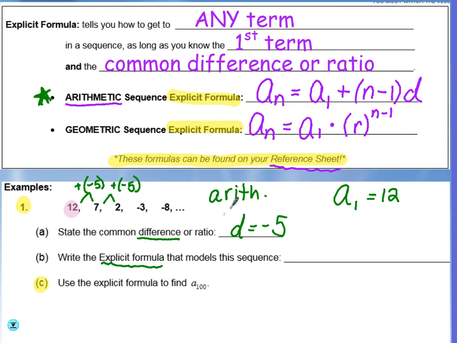So in this example, to get to any term, we will take the first term. Well, we know what a sub 1 is, so I am going to write that the first term is 12. We will add, in parentheses, n minus 1, and then multiply by d. In this case, it's negative 5. I'm going to make sure I put negative 5 in parentheses to show that we are really multiplying by negative 5. Otherwise, it would look like subtraction. So here you have it. This is your formula that tells you how to get to any term in this specific sequence.